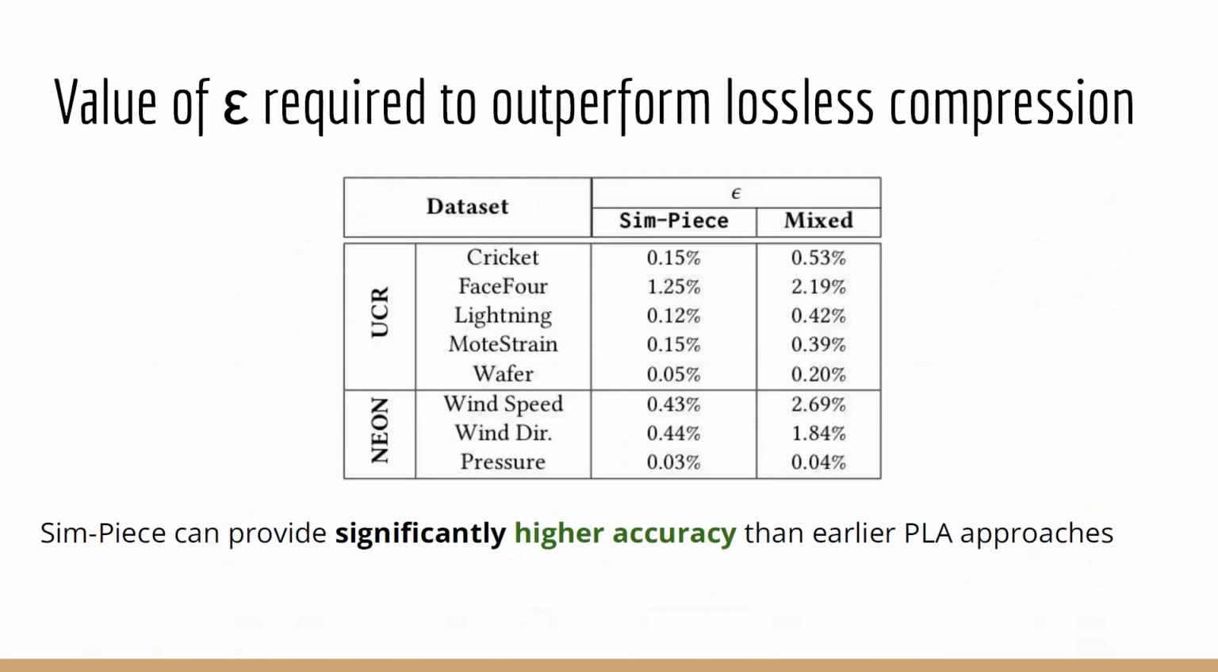The next experiment focuses on the value of the error threshold we need to use for SymPeace and the second best approach, which is Mixed, to attain better space savings than what lossless compression may offer. What we see is that SymPeace allows for using significantly smaller error thresholds, which translates to much higher accuracy.